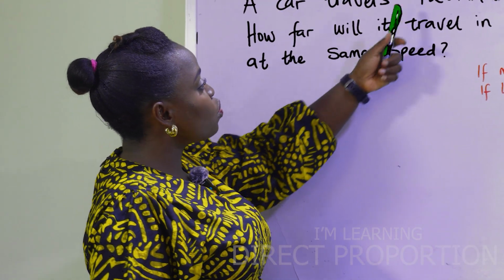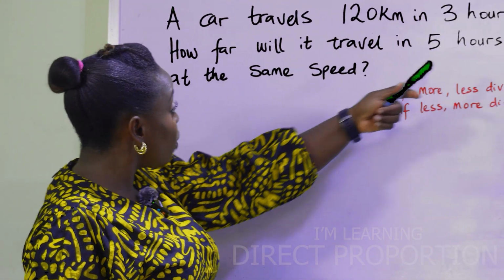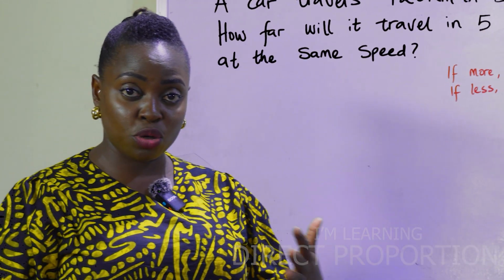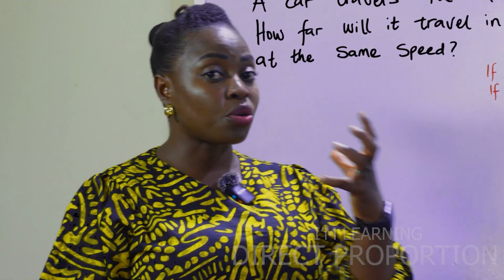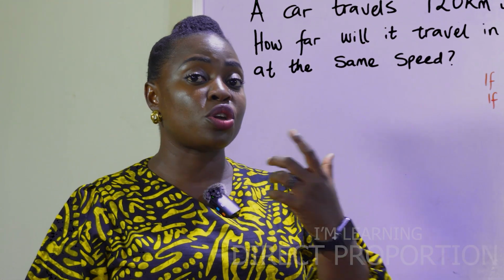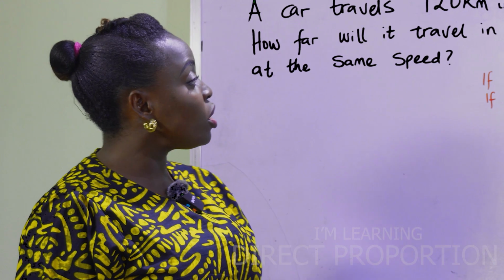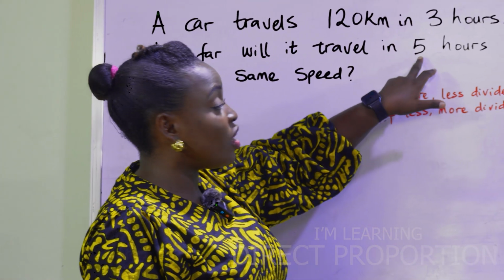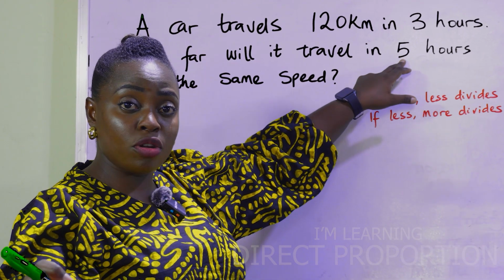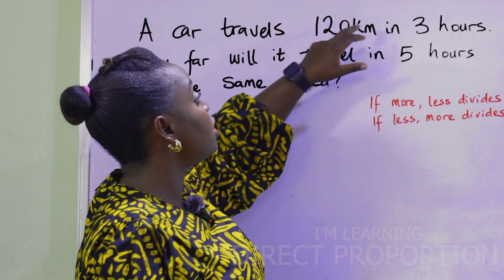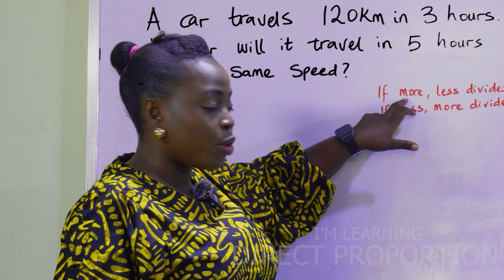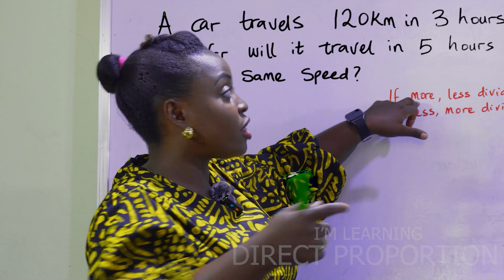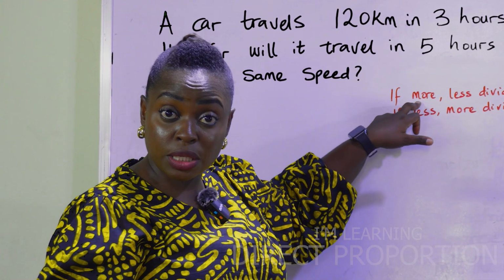Now, a car travels 120 kilometers in 3 hours. How far will it travel in 5 hours? Remember, this is a direct proportion question. So as one value increases, the other value also increases at the same rate. What does that mean? It means that the number of kilometers that will be covered in 5 hours would be more than the number of kilometers that will be covered in 3 hours. So it is more. Our answer that we're looking for is more than what we know, which is 120 kilometers.